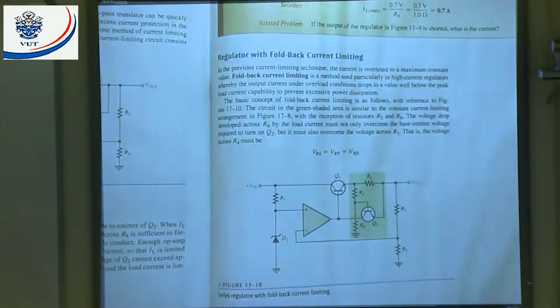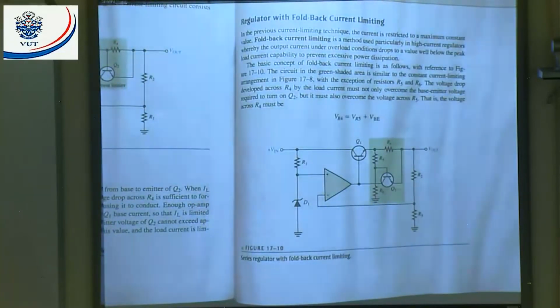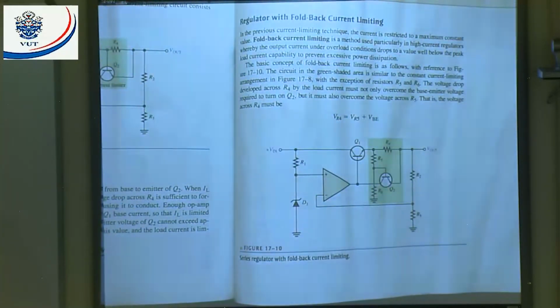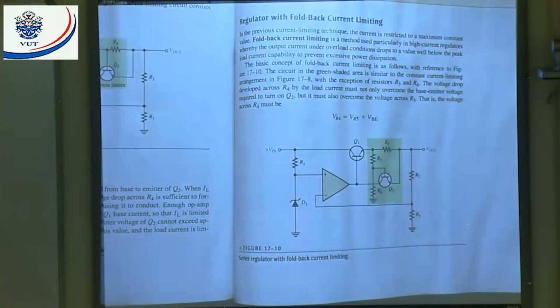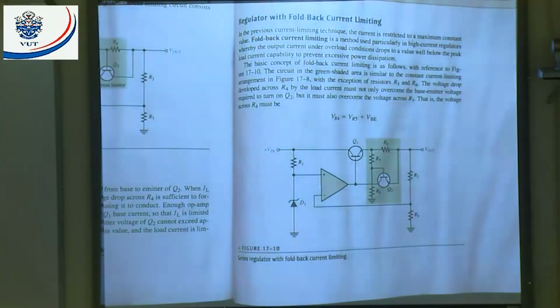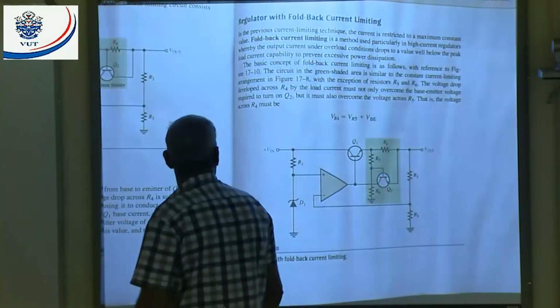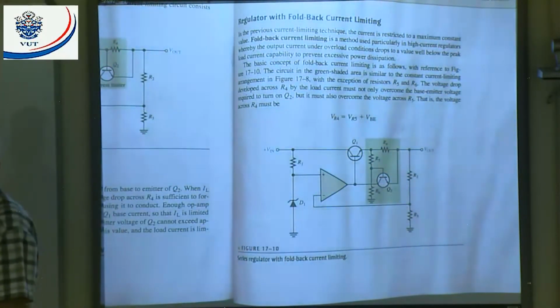All right, the next one: a regulator with fold-back current limiting. We will normally use this type of regulator when we are working with much larger supplies. That means when I talk about larger voltage regulators that can handle much more current.